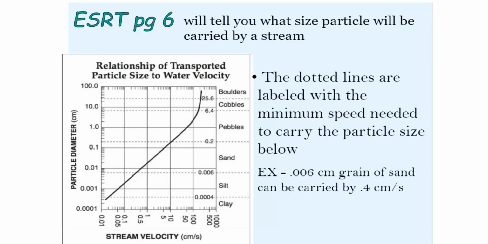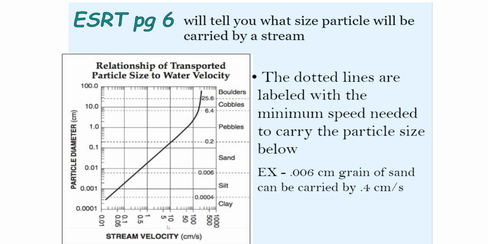Hey guys, so today we're going to be talking about ESRT page 6, or Earth Science Reference Table page 6. And in page 6 of your reference table, you'll find this chart, the relationship of transported particle size to water velocity. What this chart is showing you is the speed or velocity of a stream, how fast it's going.